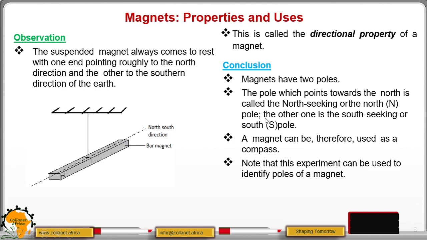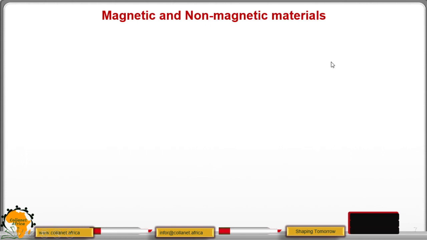So when we come to the directional property, we say that when a bar magnet is suspended freely, it will come to rest such that one end is pointing geographical north and the other end is pointing geographical south. And that is what we call the directional property. Then from there, we move to the third property, and under this we come to magnetic and non-magnetic materials.